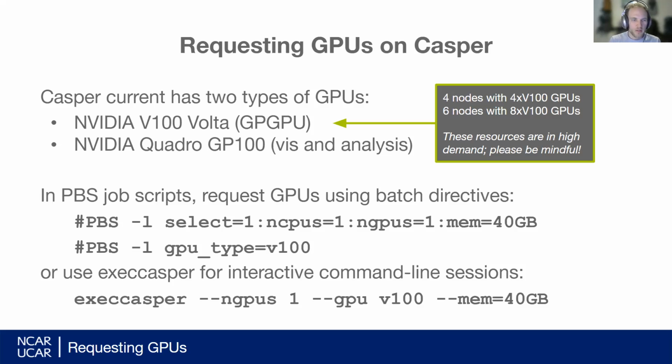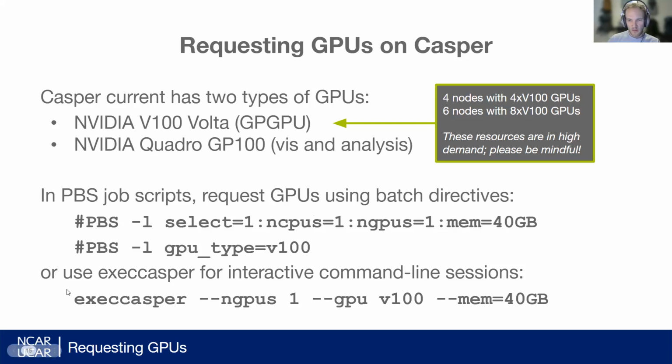So if you want to schedule these in PBS job scripts, this is how you would do it. You can request them using batch directives. These go at the top of your job script, and basically if you wanted a single GPU, for example, you would do ngpus=1 in your select statement. This 1 here indicates that I want 1 chunk of these. So this is like 1 node with 1 GPU. And then I'm going to ask for a V100 in this example.